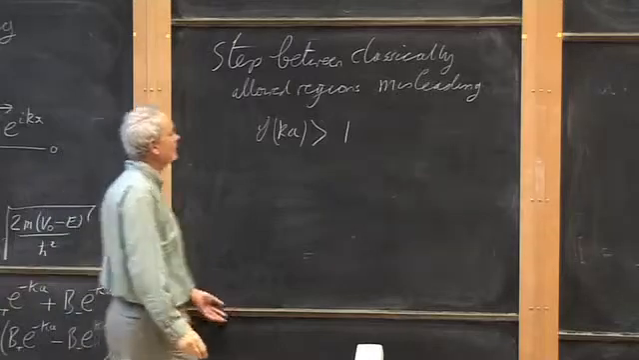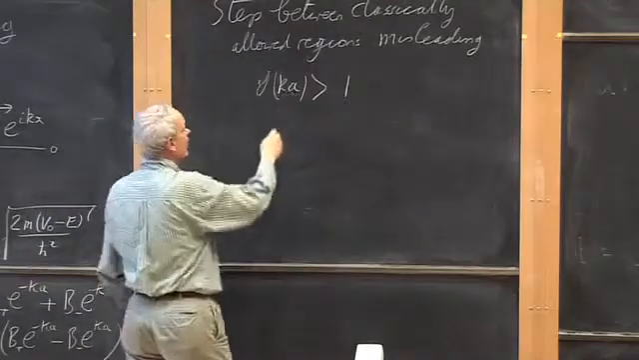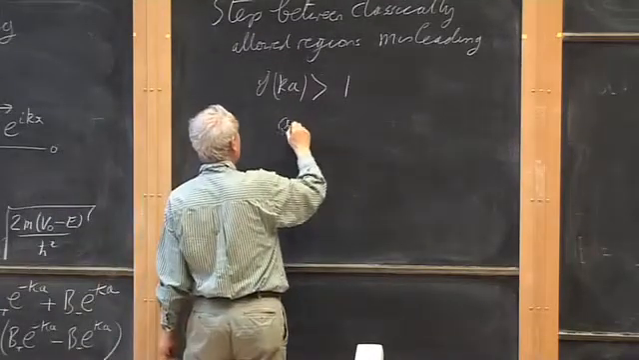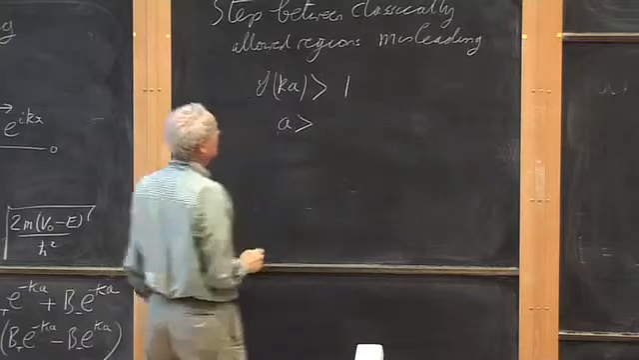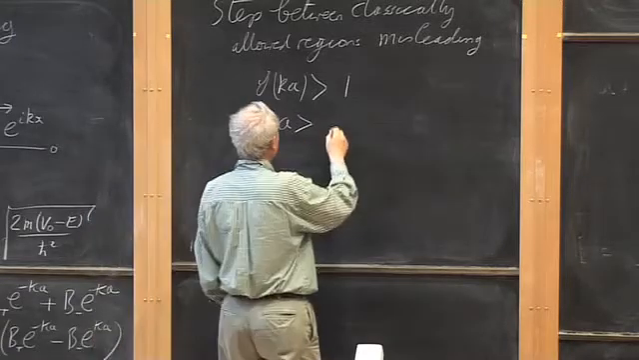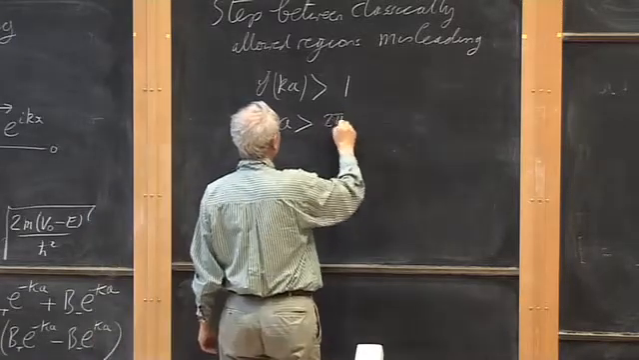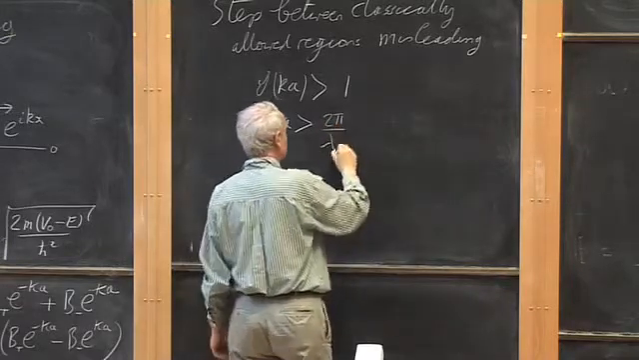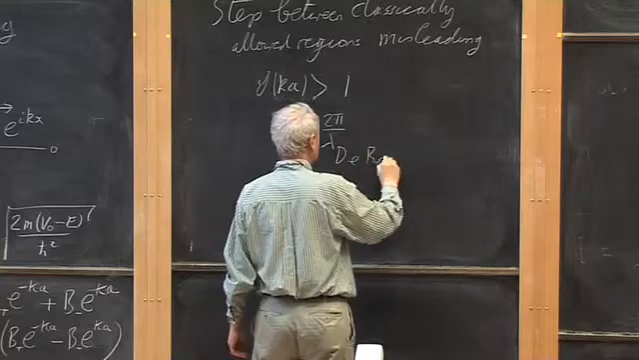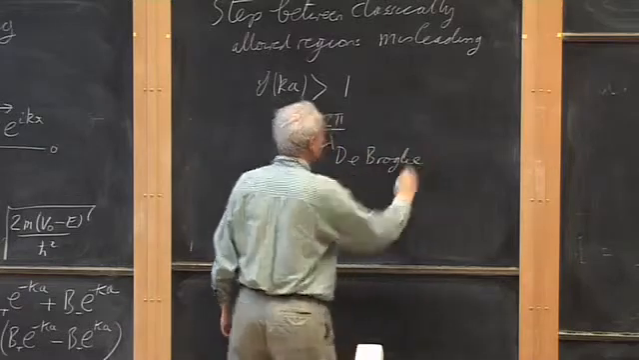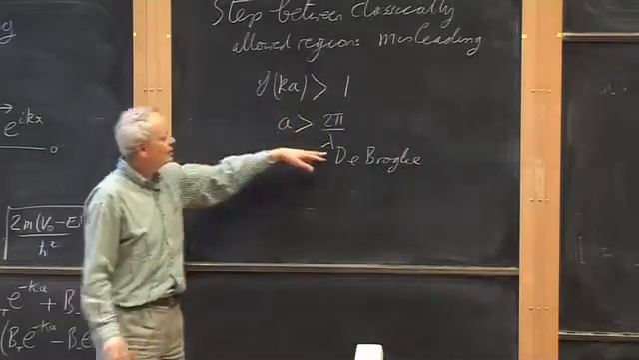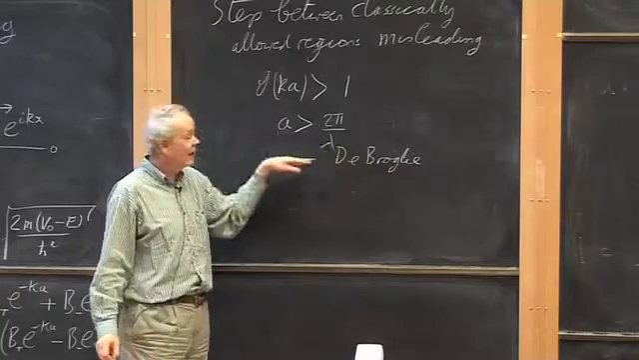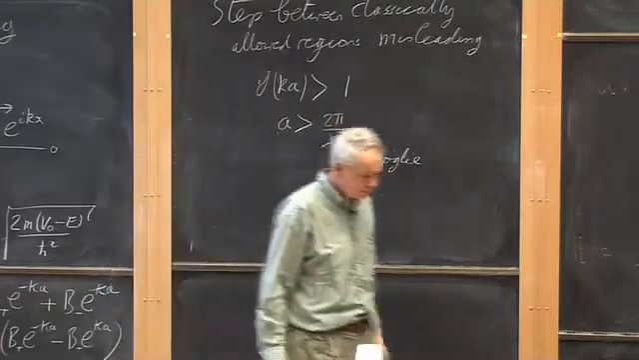That is to say, what does that tell me? K is 2 pi over lambda, so that tells me that if A, the transition width, is greater than 2 pi over the de Broglie wavelength, right? So the transition really has to be quite abrupt in terms of this natural sense of scale.